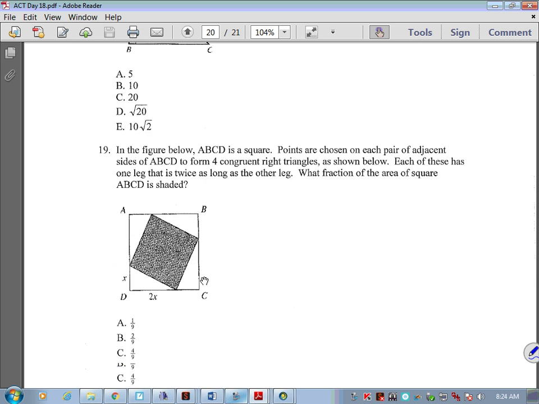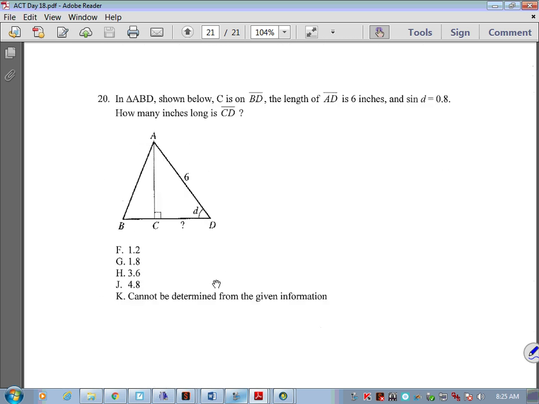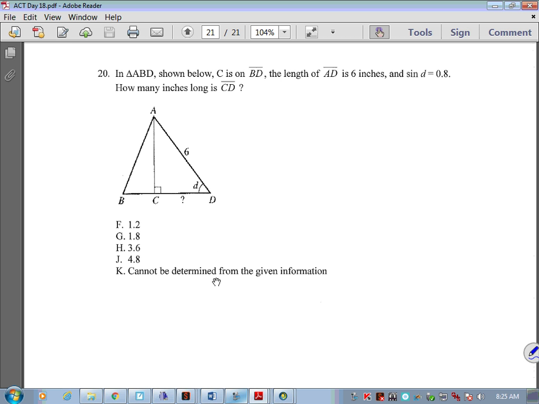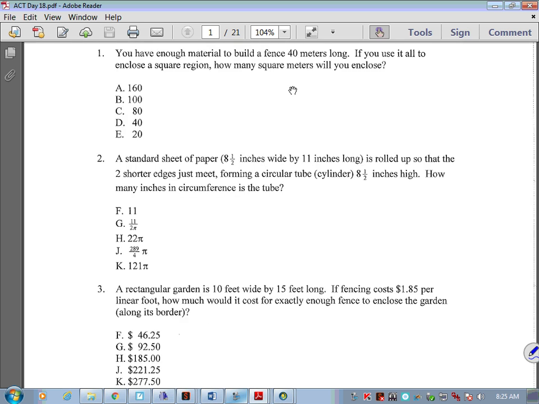I believe 19 is a repeat. Is 5/9, D. And your last question here, number 20, should be H, 3.6. All right, we're going to go back up and cover as many questions as we can in terms of answering the ones that you might have gotten wrong.